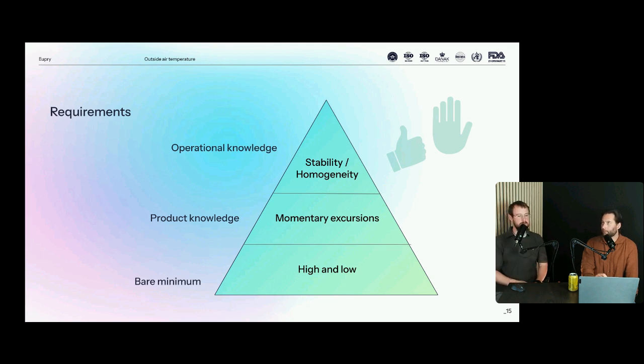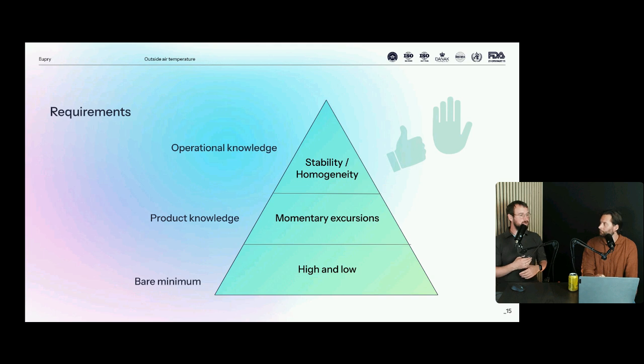And then lastly, the operational knowledge. So if you have had a facility for some years, or if you have experience running these facilities or fridges and equipment, whatever it might be, you would have some sort of idea of what your requirements are for how stable the temperature should be and how homogeneous it should be.